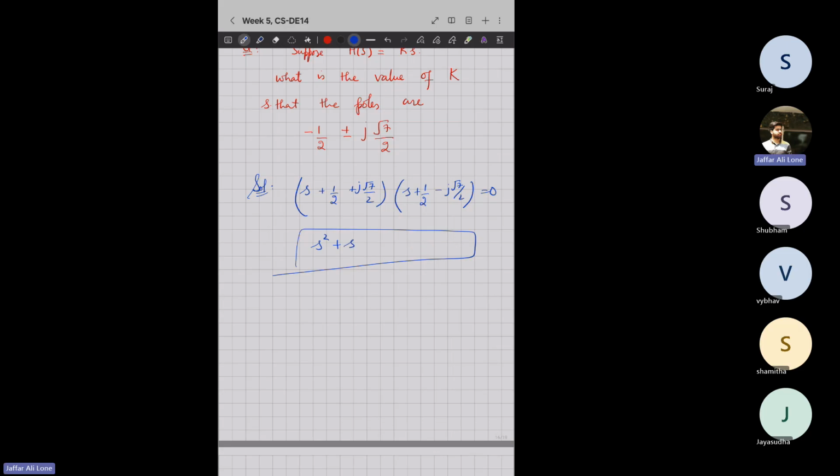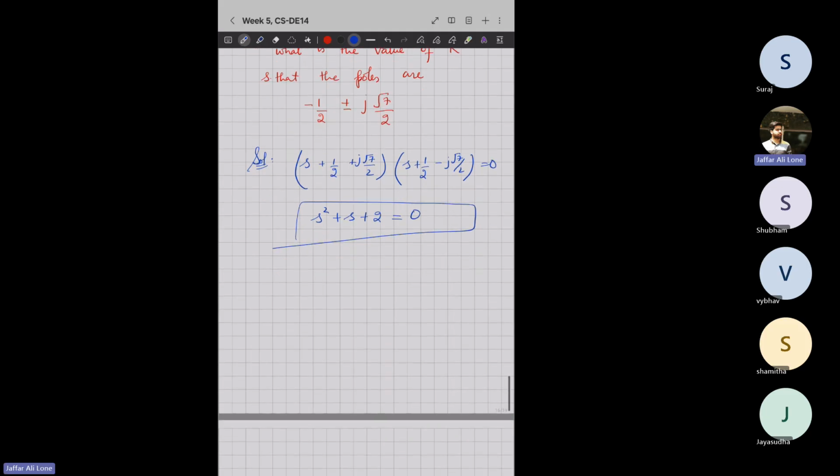Characteristic equation should be s square plus s plus 2 equal to 0. Somebody has solved it. K equal to minus 2. You have solved it correctly, but you're making a simple mistake. It will not be minus 2, it will be 4. So maybe you are doing minus 3 plus 1, but it's actually 1 plus 3. Just check it. Your K will be 4, Suraj.